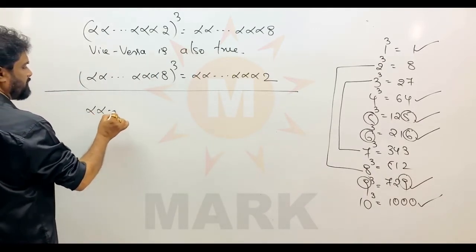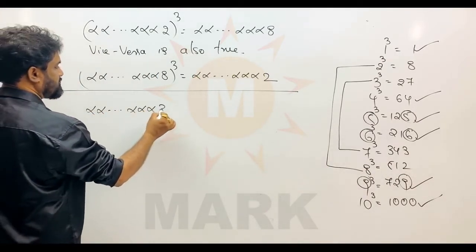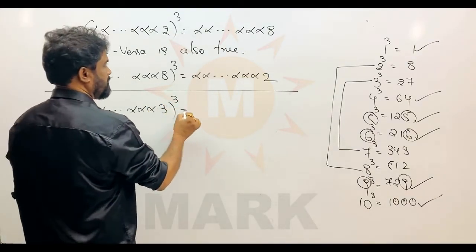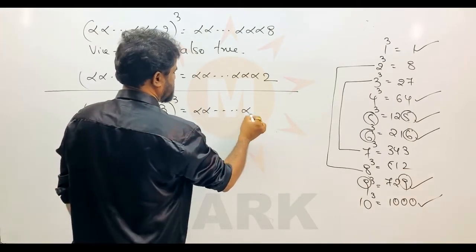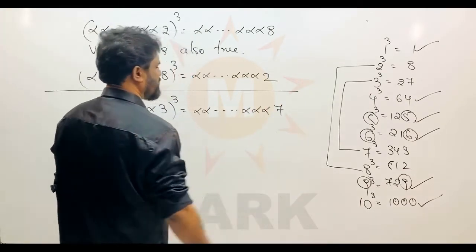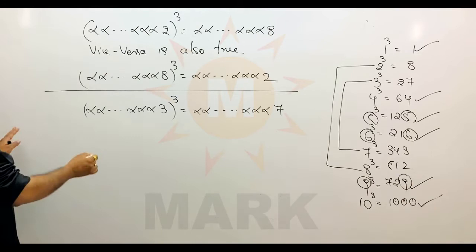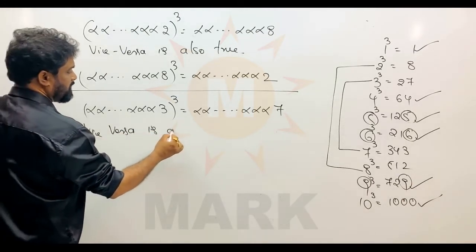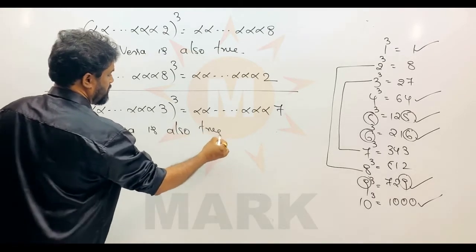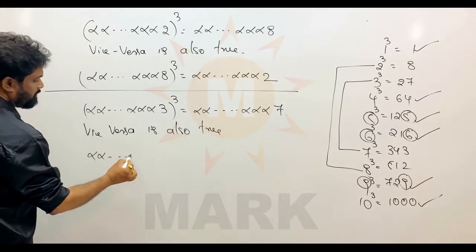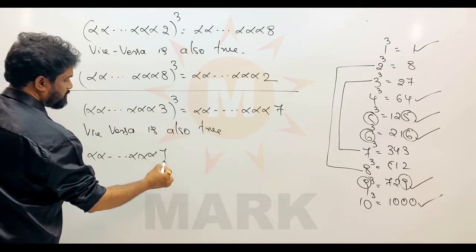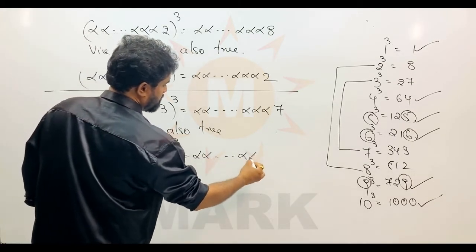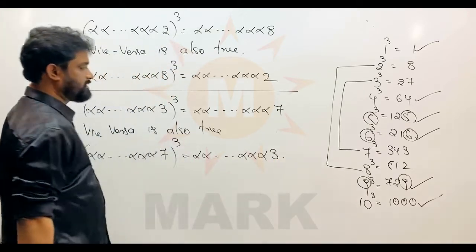That means you take a number whose last units digit is 3 and when you cube it, the last digit will be 7. And not only that, vice versa is also true. That means you take any size number whose units place is 7, cube it, and you get the last place as 3.